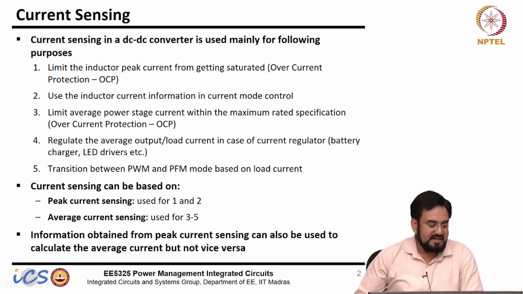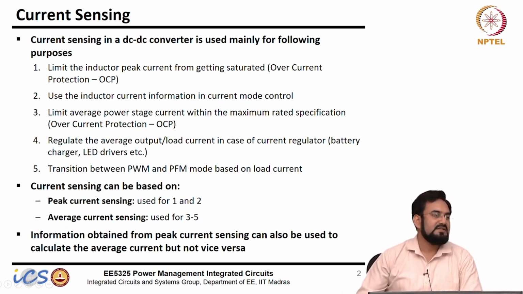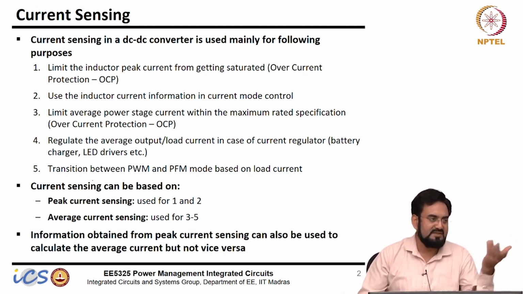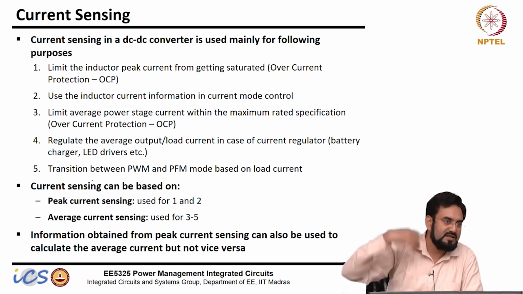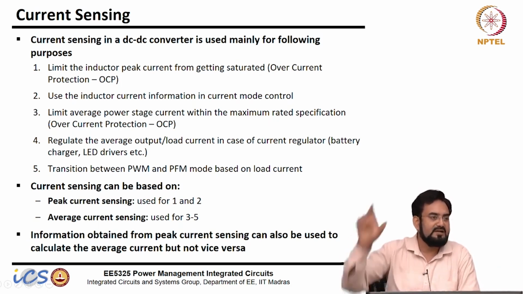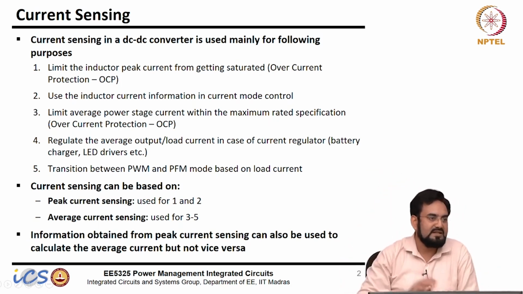Okay. So this current sensing can be based on peak current sensing or average current sensing, just like you have peak current mode control and average current mode control. The third one is valley current, but in the case of sensing we don't require valley current, because we are more interested in the peak current since we are protecting our devices. The information obtained from peak current sensing can also be used to calculate the average. If I know the peak current and I know the ripple, then I can calculate the average current.